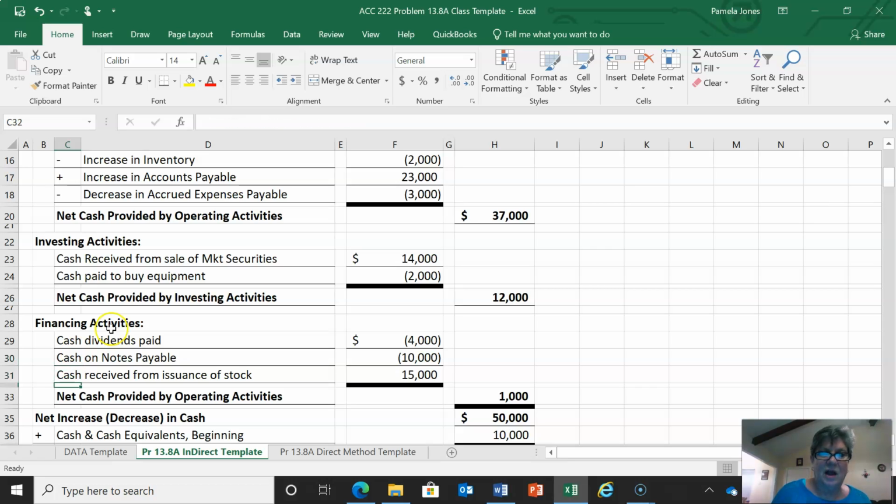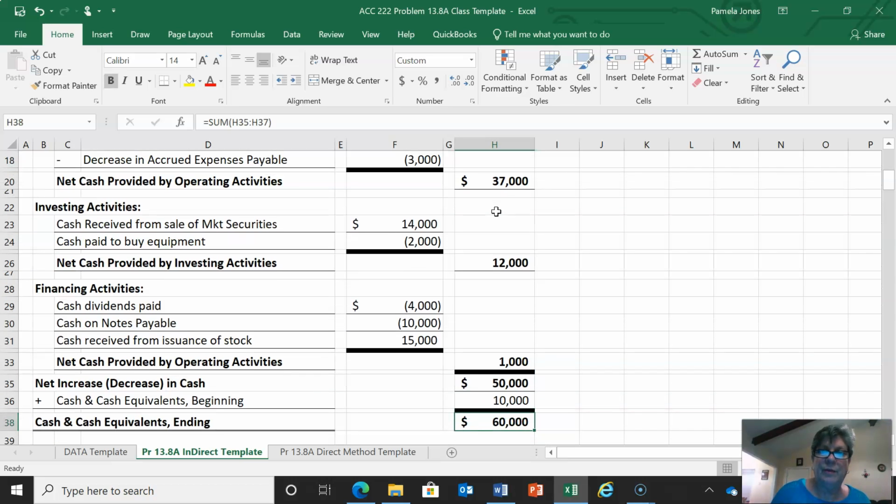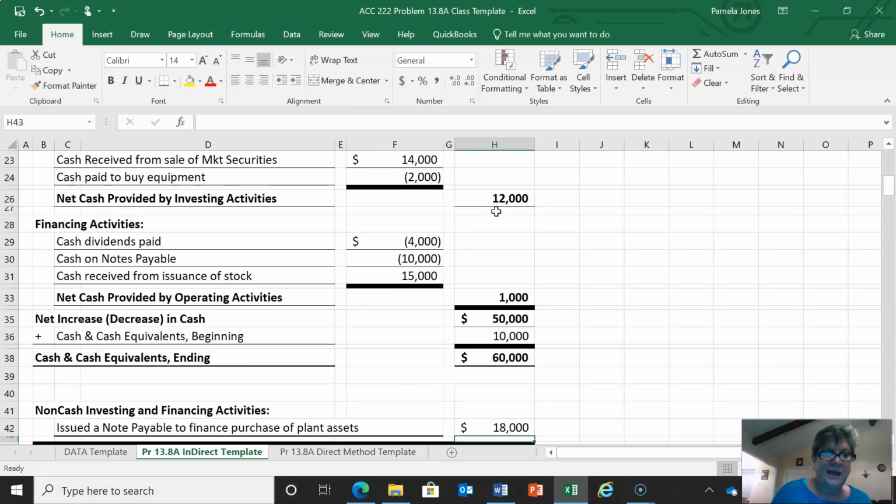And then the sum of the three sections gets our net change in cash. Then we reconcile that to the ending cash on the balance sheet by adding beginning cash to the net increase or decrease in cash. And then finally, the non-cash investing and financing activities, where we use borrowed money to buy a piece of equipment or something to that effect. All right, so that ends our illustration of the cash flows statement.